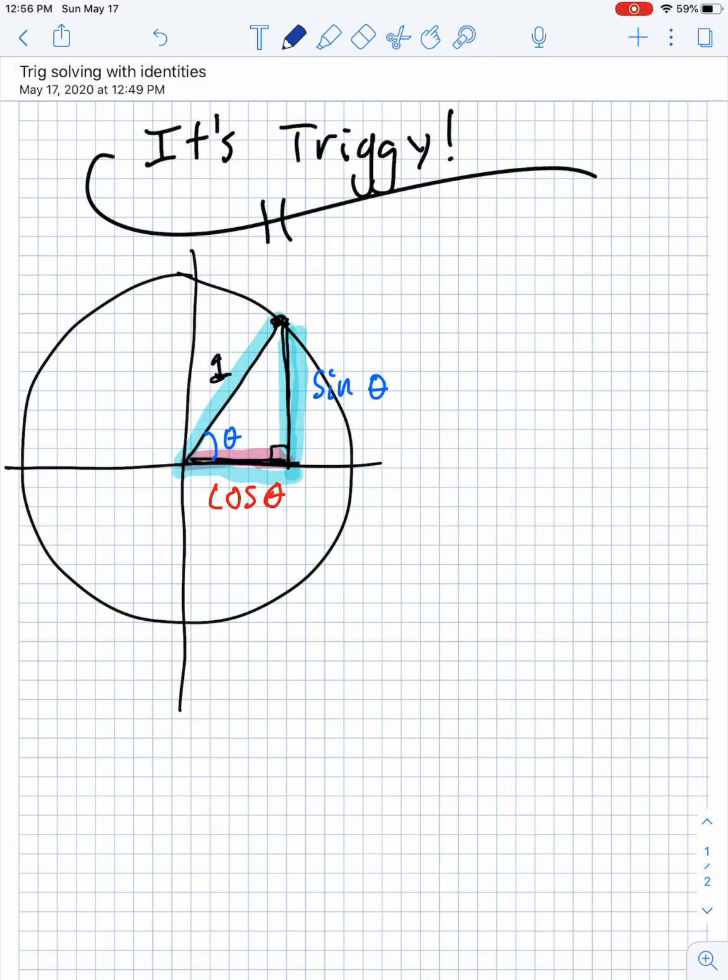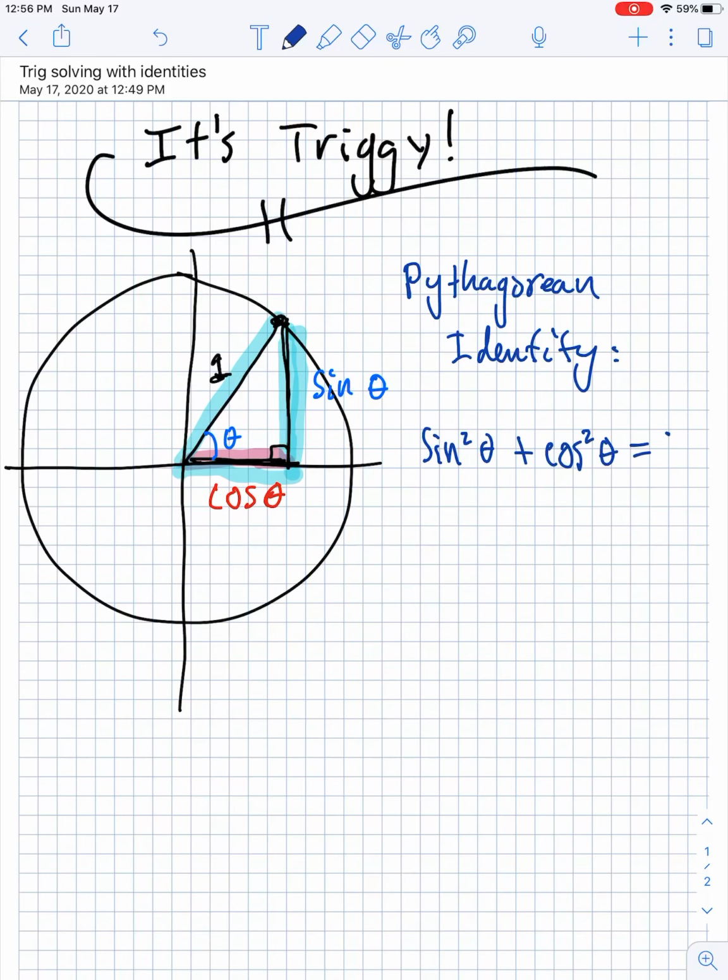So there's this thing called the Pythagorean identity, which is sine squared plus cosine squared is equal to 1. It's a squared plus b squared is equal to c squared, but 1 squared is just 1. Now, this thing is super useful. It comes in handy all the time.